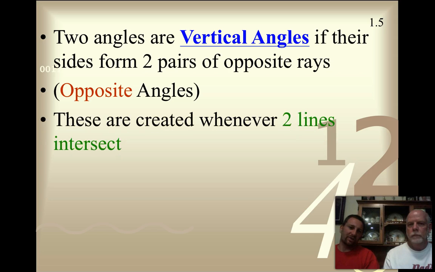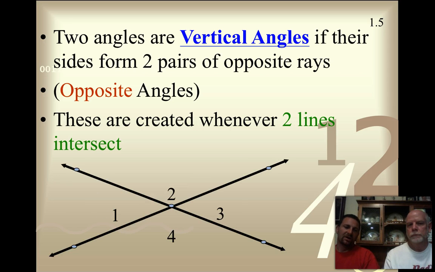Let's look at a diagram here. These are created whenever two lines intersect. So if you think of an intersection of two streets, you get, in essence, vertical angles created there. You have the north side of the street, you have the south side of the street, you have the west side of the intersection, you have the east side of the intersection, and those are, in essence, vertical angles.